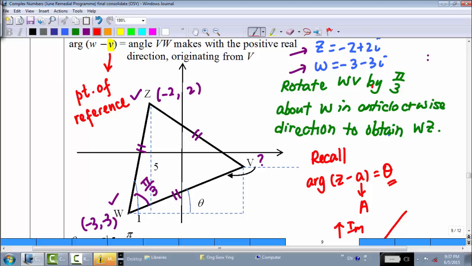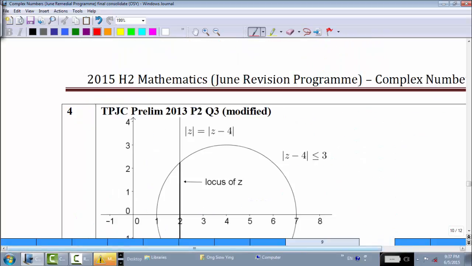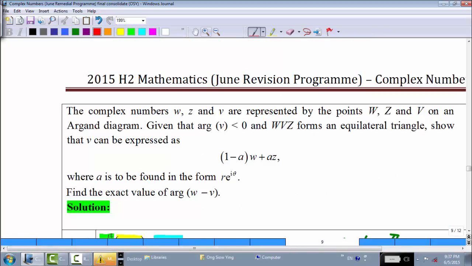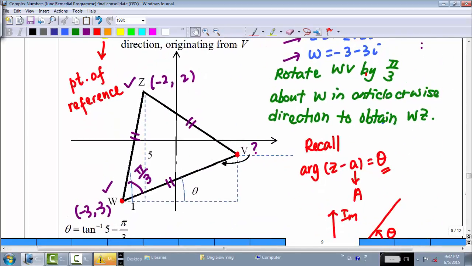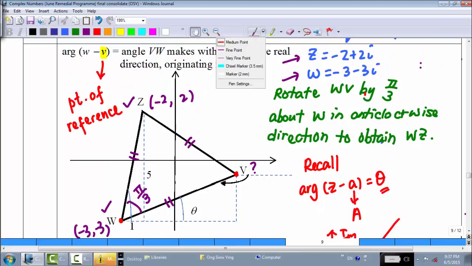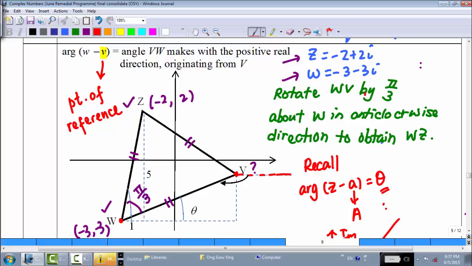So in other words, it's a line segment joining W and V. So this is your W, this is your V, right? But the reference point is at V, which means at the point V, at the point B, you draw a horizontal line so that you can find the argument at the point B. Okay, the reference point is here. So that means that actually the reference point is at V. So here you draw a horizontal line, a positive real axis, parallel to the positive real axis, and this is the required argument. This will be the argument of W minus V.